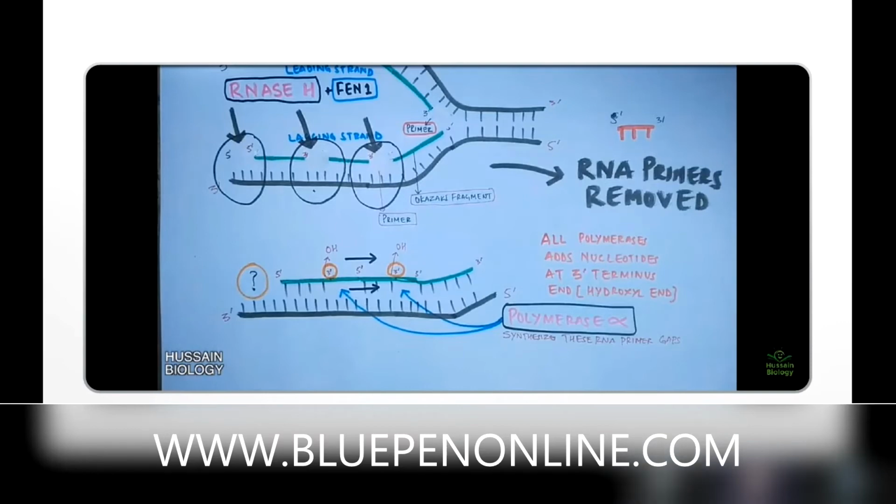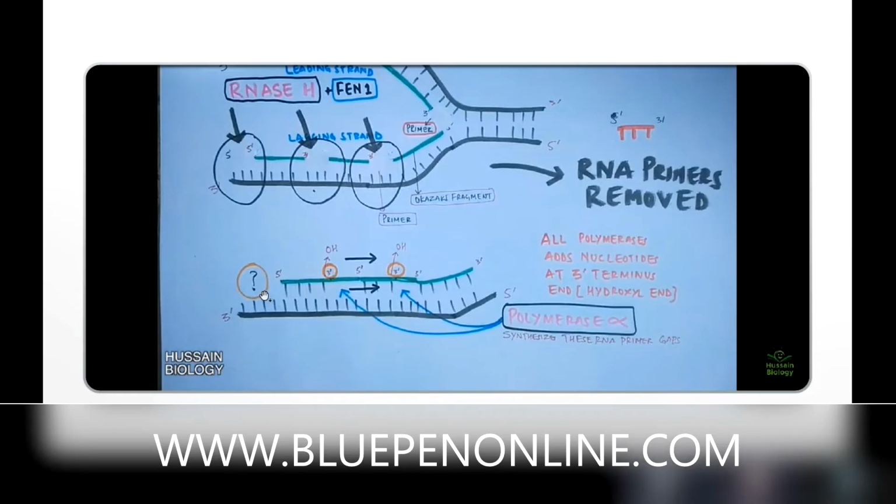So that particular portion is free. What happens to that area? You can see from the second diagram. I already drew this for the lagging strand: the parent strand 3 prime to 5 prime direction, and the newly synthesized strand. There are 2 3 prime OH groups. Because of that 3 prime OH group, polymerase alpha can synthesize the RNA primer gap. Those 2 gaps are filled by polymerase alpha. Clear? What happens to this first gap?